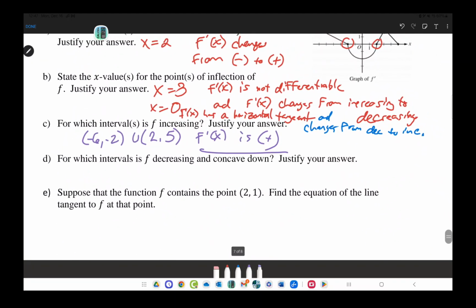All right. And D is a really good question. Okay. You will have something similar to this on your test. I mean, all of these, you're going to have something similar to all of these on your test. You're just going to have a different graph. Okay. So, for which intervals is f decreasing and concave down?